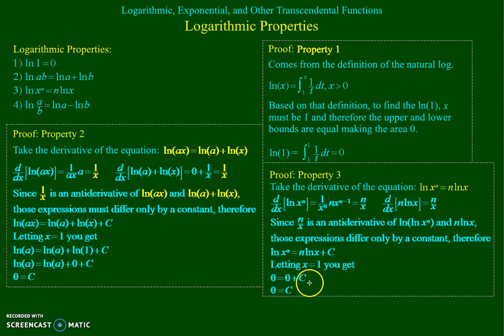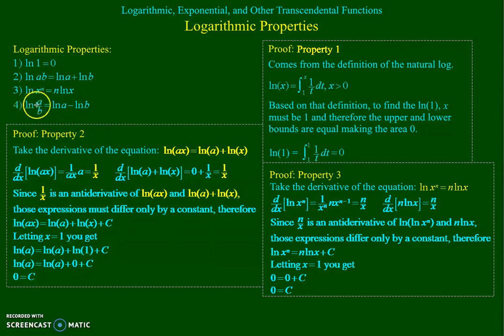So 0 equals 0 plus c, clearly c equals 0. And we're back to the same conclusion. We can see then that ln of x to the n is equal to n ln of x, because the c here is 0. And that's property 3. Now let's go ahead and take a look at property 4.